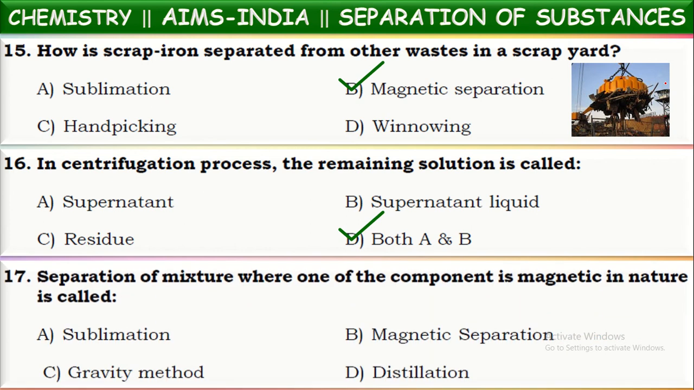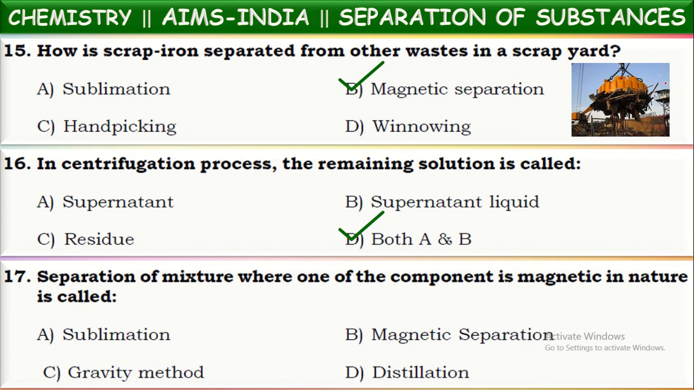Separation of a mixture where one of the components is magnetic in nature is called. Suppose we have a mixture in which one of the components is magnetic and the remaining are non-magnetic. Then how can we separate these two?